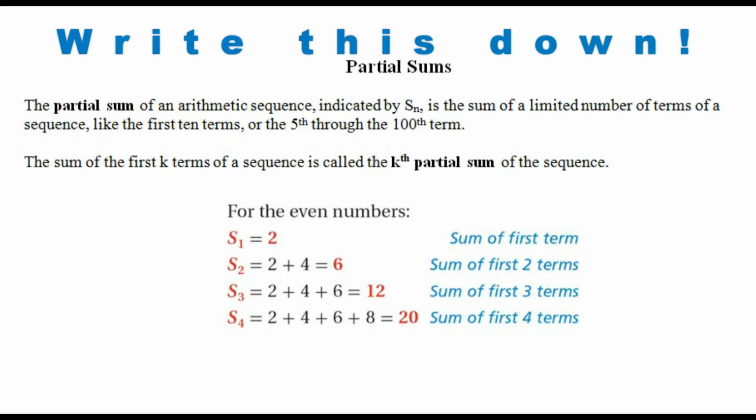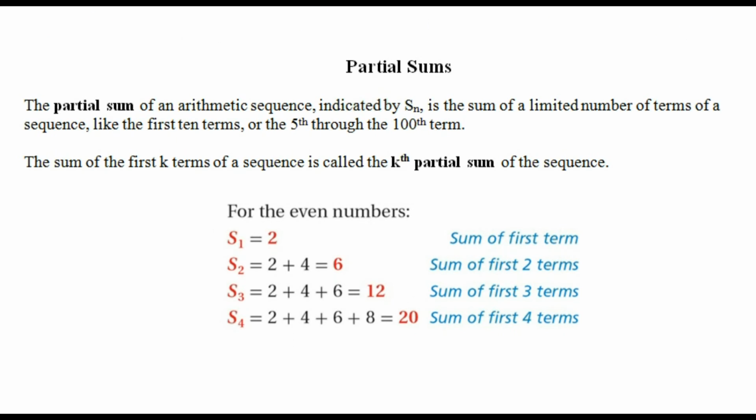The partial sum of an arithmetic sequence, indicated by S sub n, is the sum of a limited number of terms of a sequence, like the first 10 terms or the 5th through the 100th term. The sum of the first k terms of a sequence is called the kth partial sum of the sequence.